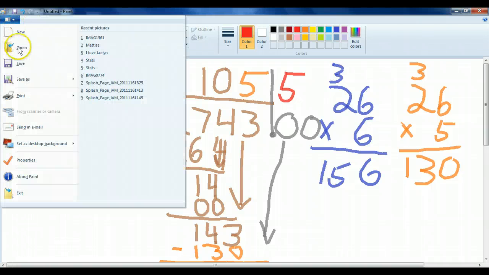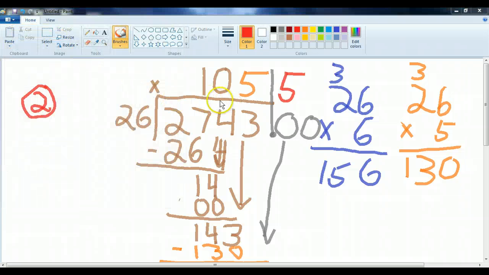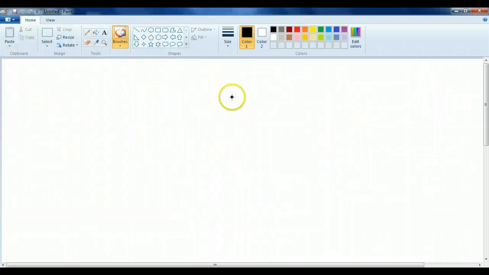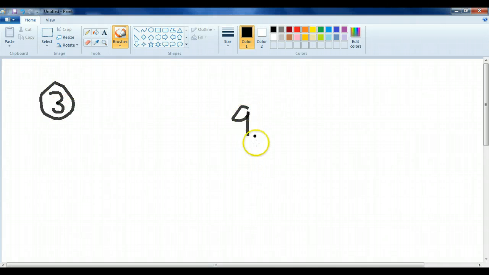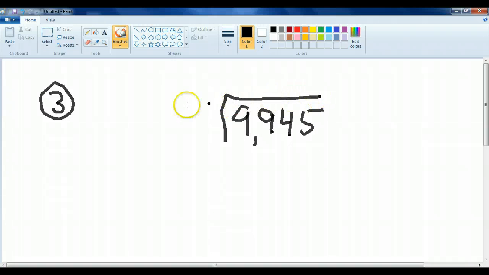All right, so now this last problem you are going to do on your own. What I mean by that is, here's the problem. This would be number 3. So you should be bringing me 3 problems tomorrow. You have 9,945 divided by 75. So what you're going to do is do this problem right here, do the problem, and bring it into me tomorrow.